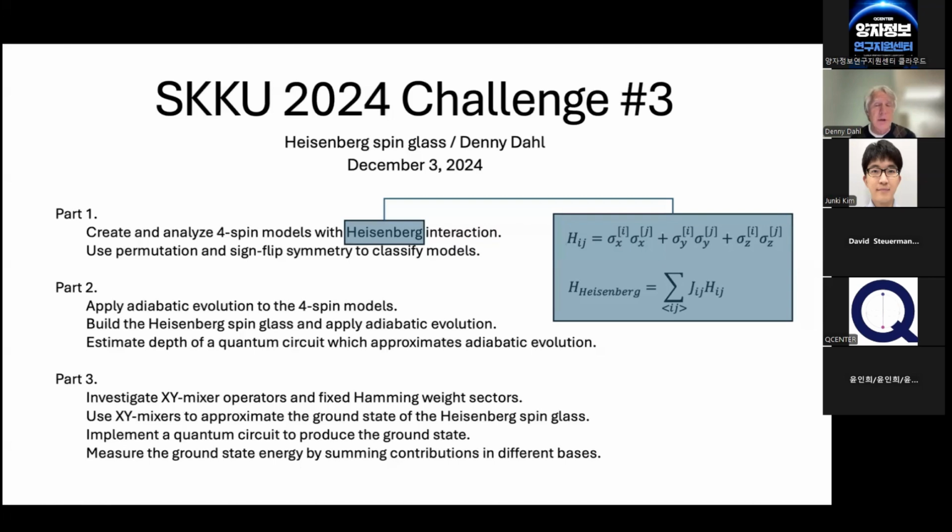Heisenberg Hamiltonian. We'll then compute the ground state energy after we've built the circuit. So this is the set of steps that we're going to follow in the exercise. Let's see.